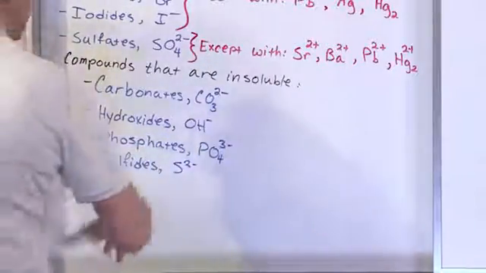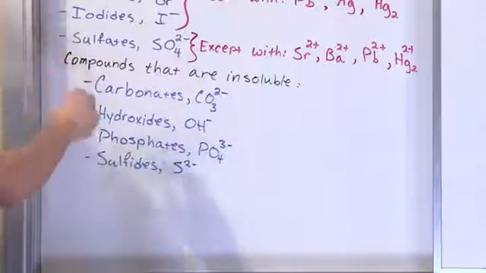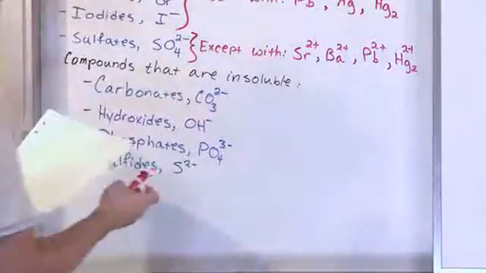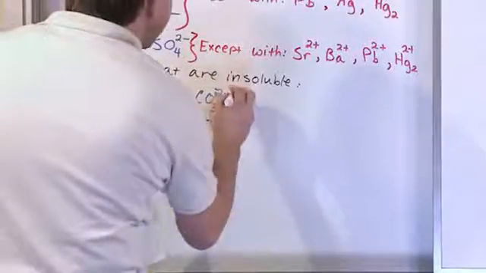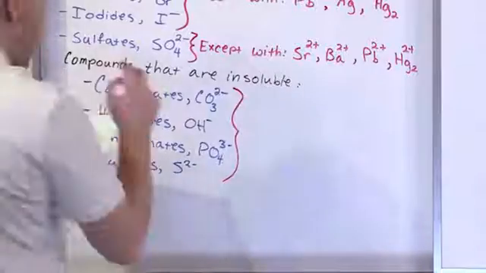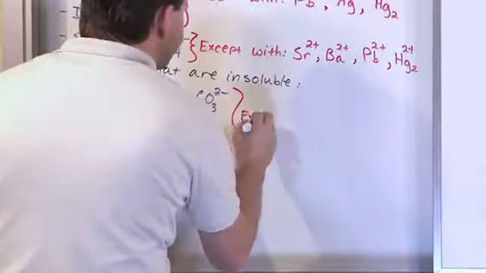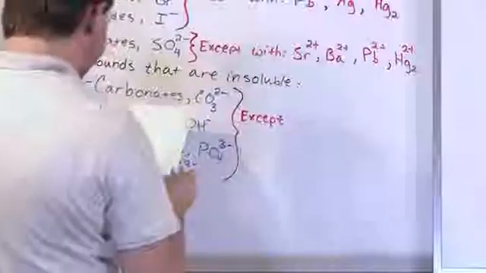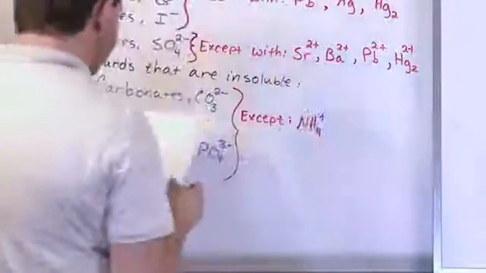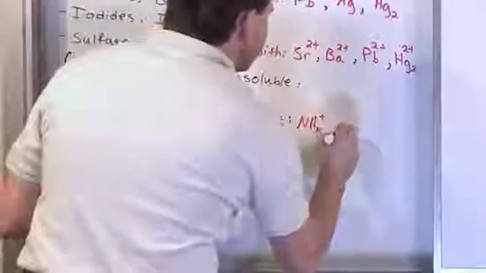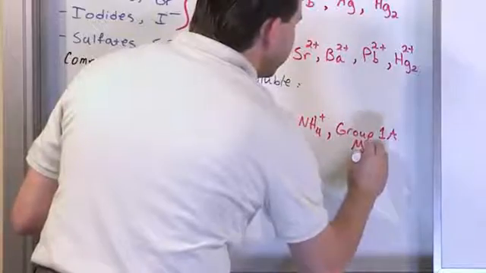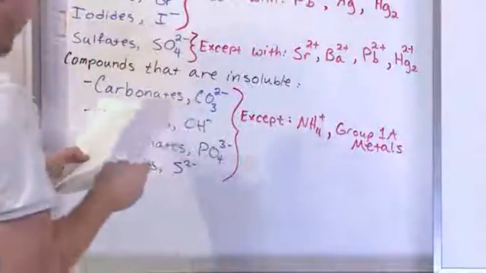Now, these guys in general, the carbonates, the hydroxides, the phosphates, and the sulfides, in general, they are insoluble. They're going to fall out of solution, except there's a fair number of exceptions here that are going to cover some of these things you've probably seen before. So I will say except with ammonium, NH4, and group 1A metals. Group 1A metals.